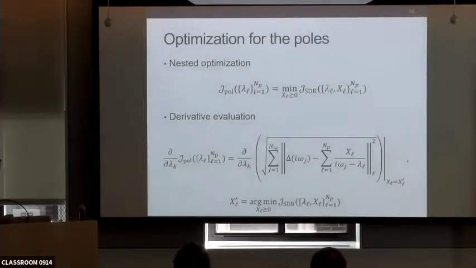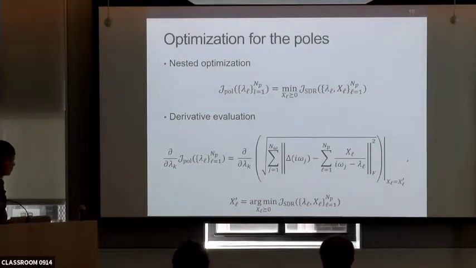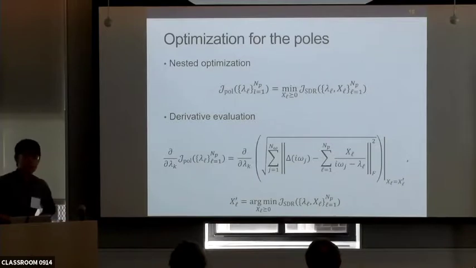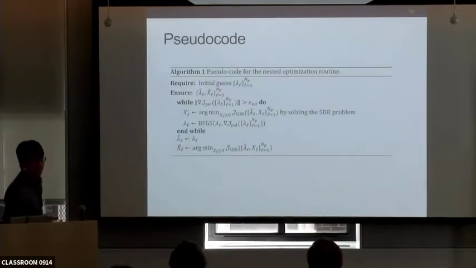The practical procedure is a nested optimization procedure. You minimize with respect to XL with fixed lambda L. Once this is done, you can compute the derivative with respect to lambda L following the Hellmann-Feynman type of argument, because you have already optimized with respect to XL. So the derivative only depends on whatever explicitly depends on lambda L. And then you can do the outer optimization, using our favorite optimization method, such as BFGS.